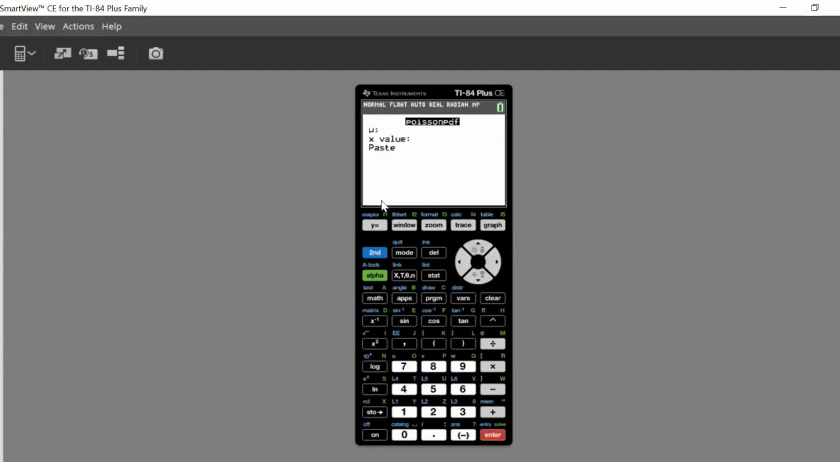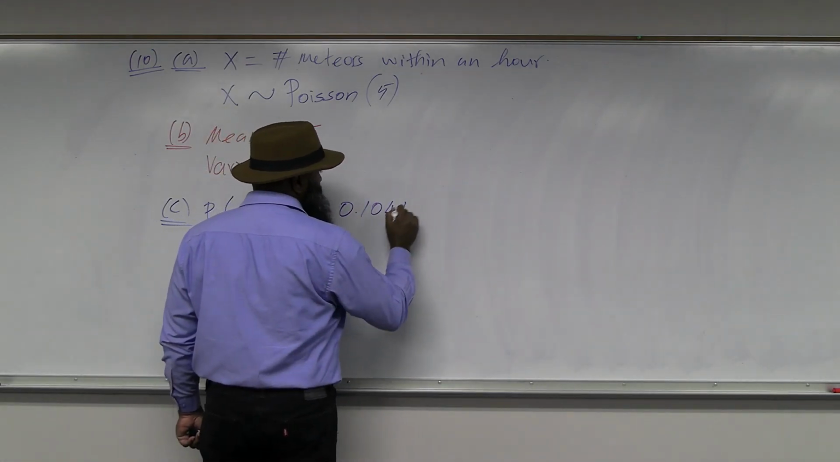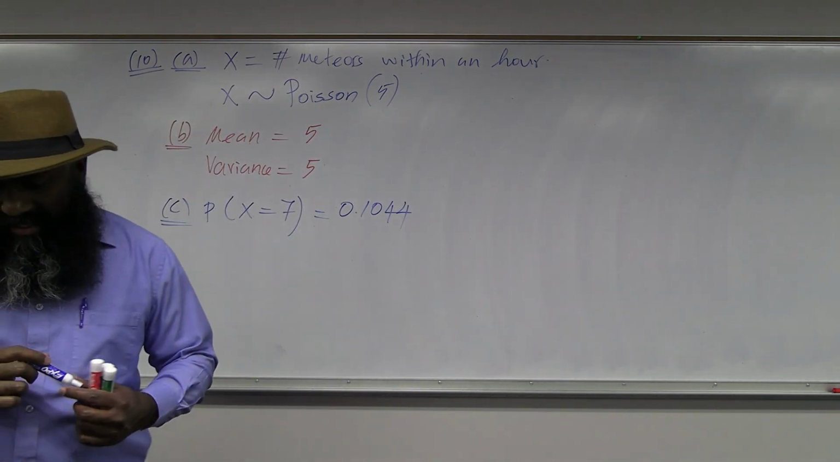In this calculator, the lambda value is given as mu. The lambda value is equal to 5. So I will enter mu is equal to 5. X value is 7. We can select paste and hit enter. For all the versions of the calculator, you might see Poisson PDF and open parentheses. In that case, enter these numbers in this order, separated by a comma, 5 comma 7. And then you have to close parentheses and hit enter and hit enter again. The answer is 0.1044. That's the answer necessary for part C.